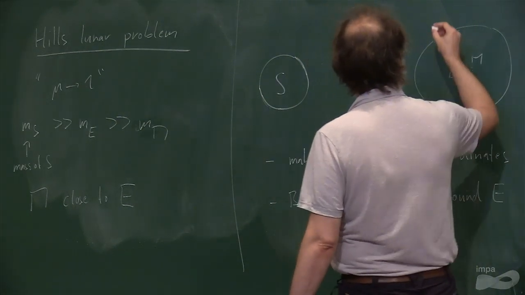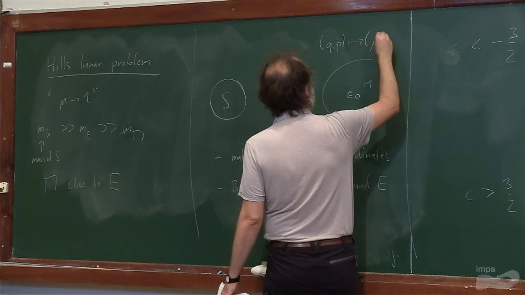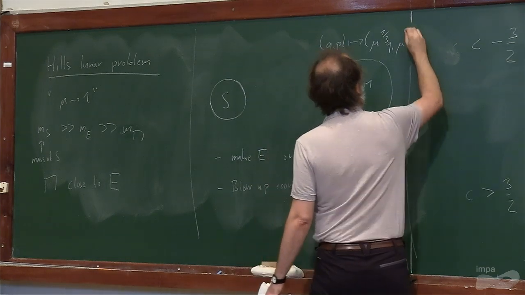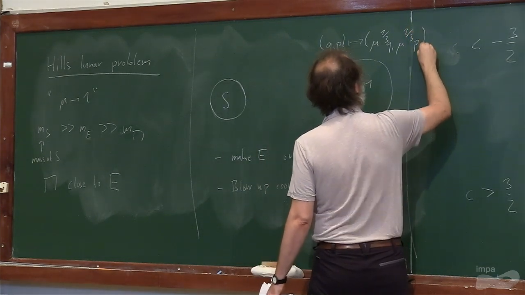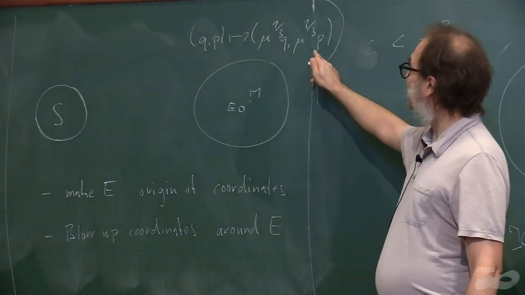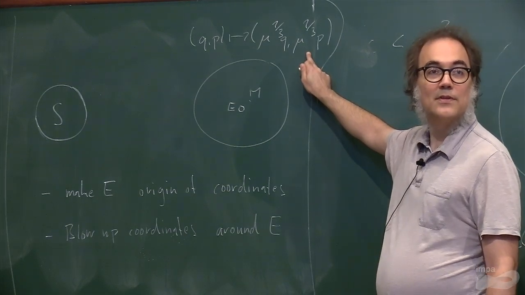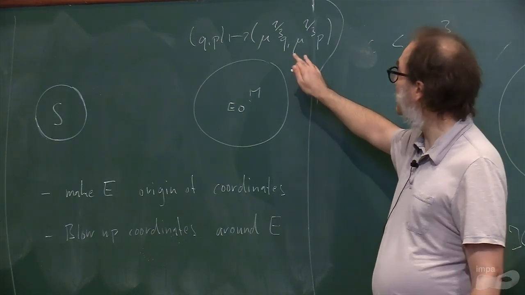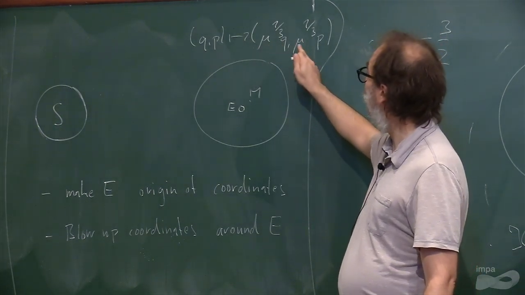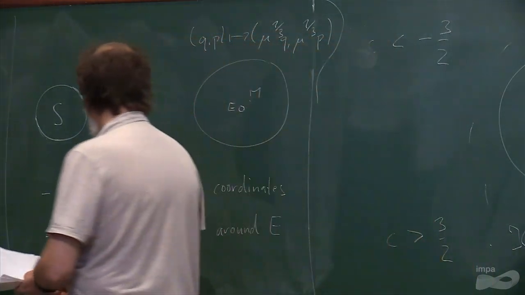And what we do is we have here the old (q,p) goes to (mu^(1/3) q, mu^(1/3) p). So this blowing up of the coordinates is not symplectic. So it is only conformally symplectic, conformally with respect to a factor mu to the 2/3.